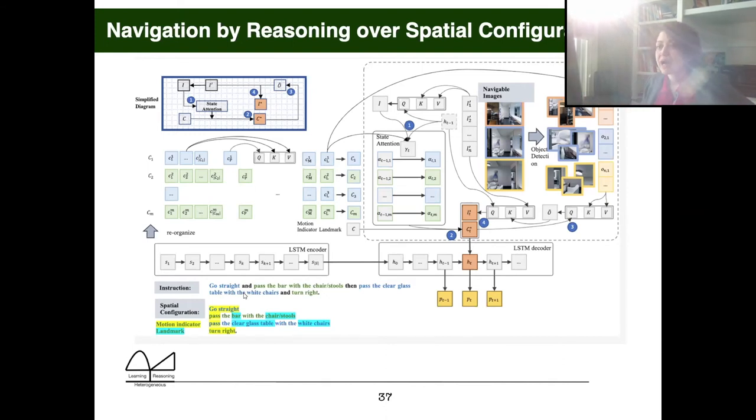So we decided to split the instruction into what we call spatial configurations, like "go straight" is one configuration, and so on. Then we extracted these motion indicators and landmarks, and we had a representation of each configuration. This C1 to CM is all the configurations related to the whole instruction. And then we augmented the representation of the configuration with the motion indicator and landmark representation.